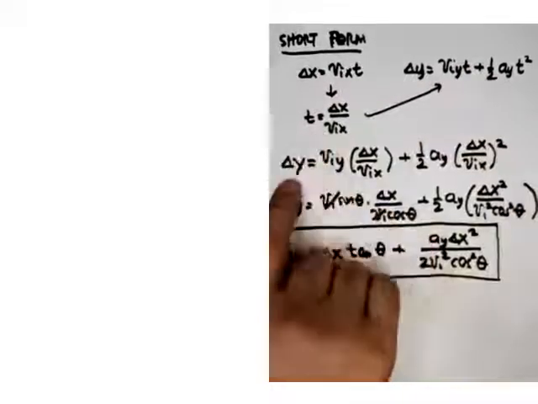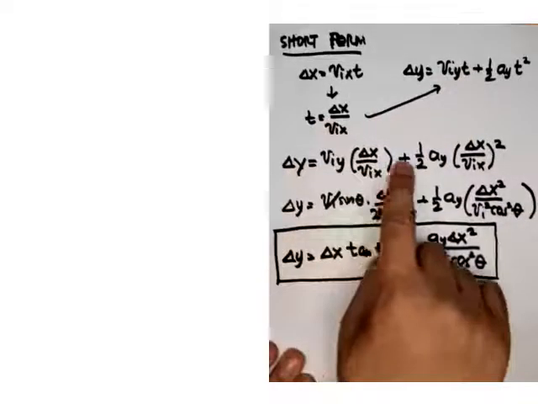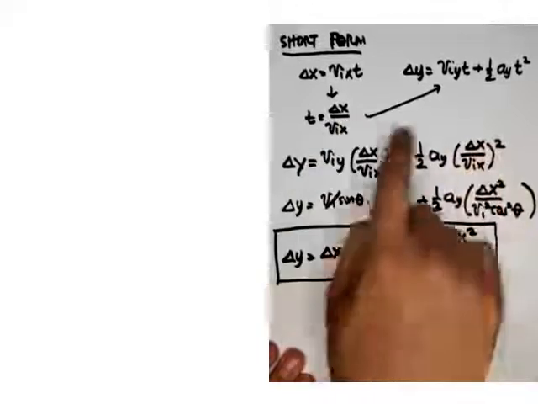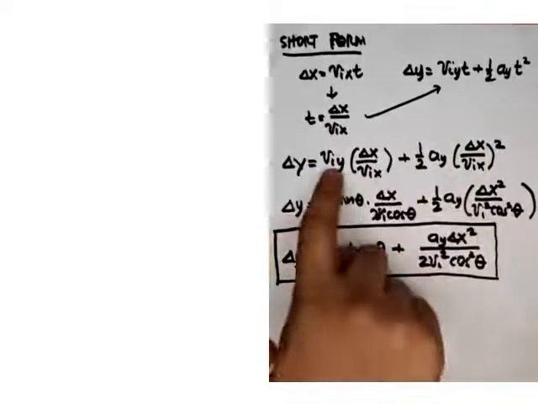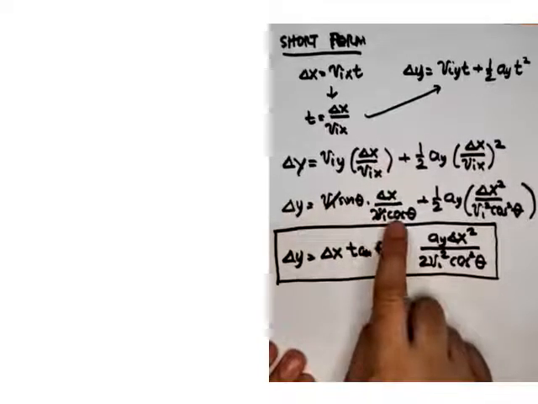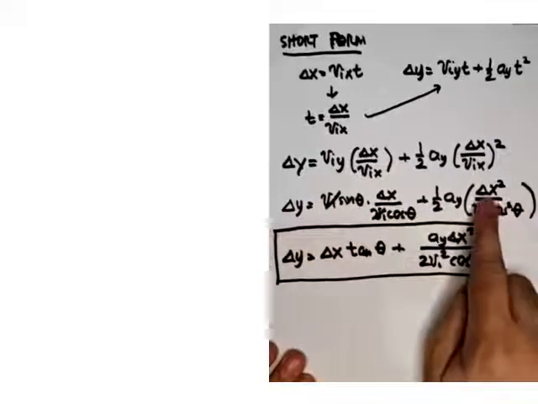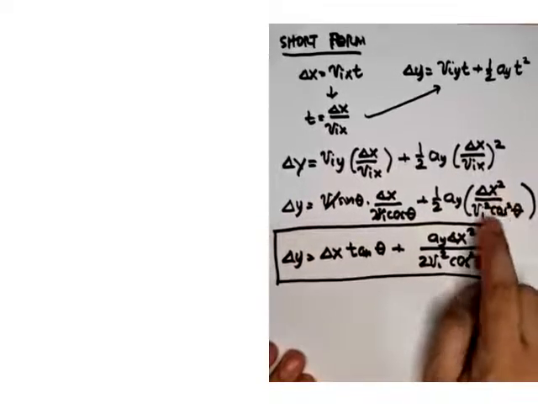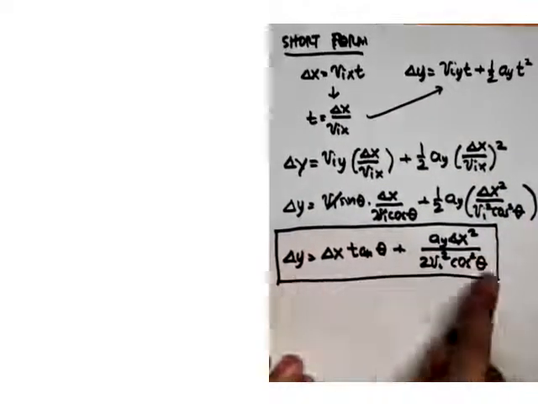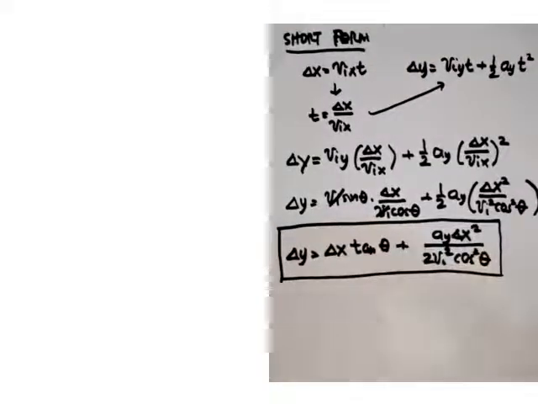Okay, pag sinubstitute natin, so we will have delta y is equal to Viy times t, which is this one, plus 1/2 times ay times delta x over Vix squared. And then we'll just simplify. But Viy is equal to Vi sine theta, delta x over Vi cosine theta. So we can cancel Vi plus 1/2 ay times delta x squared over Vi squared cosine squared theta. So therefore, the general formula of a projectile is equal to this one.